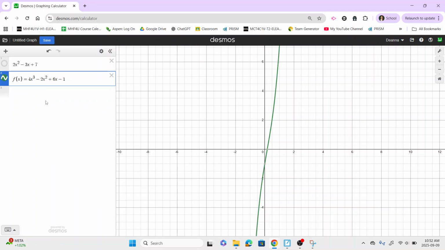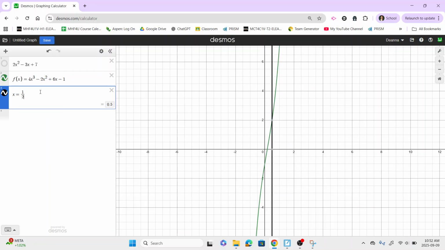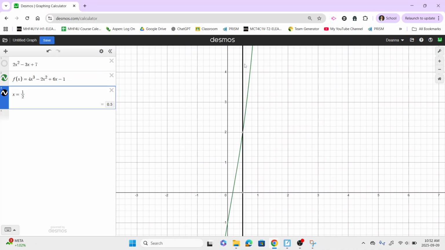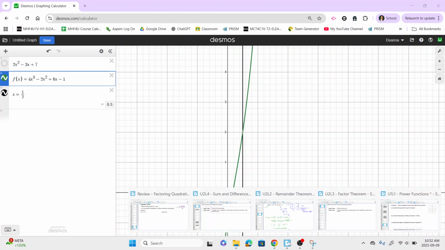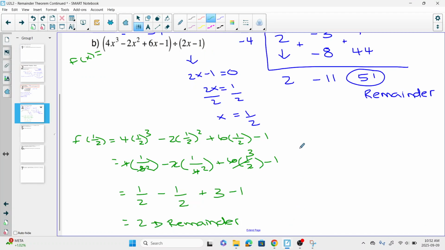Or you can draw yourself a vertical line when x is equal to 1/2. When x is equal to 1/2, it will show you this black line here represents the vertical line x equals 1/2. The green is our function, and they intersect right here. When x is 1/2, y is 2. Okay, so those are different ways you can use Desmos to check your work. Okay, so now let's apply this to some problem-solving questions.